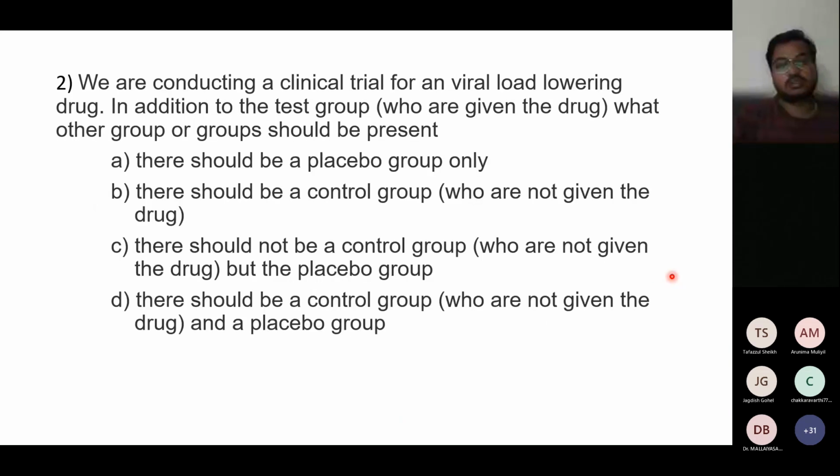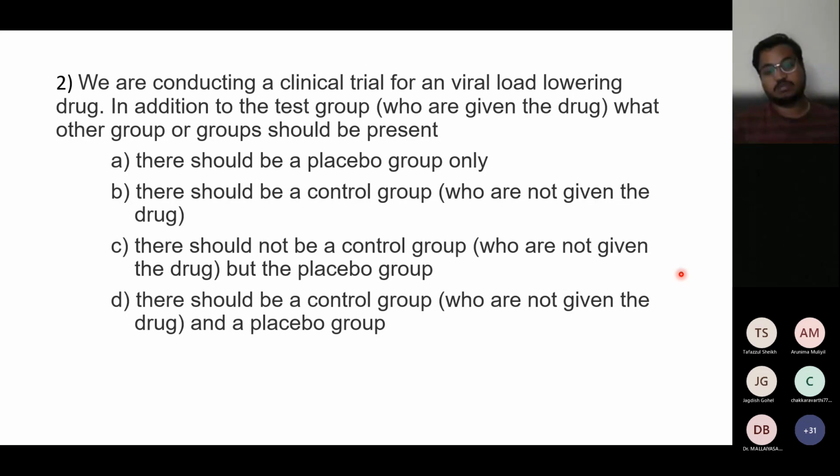So the second question is, we are conducting a clinical trial for a drug. There's a test group. What other groups should be present? So in a clinical trial, you always should have 3 groups. One is the control group, one is the placebo group, and one is the test group. The motive of having a control group is to see whether the drug acts or whether there's a behavioral thing that is affecting the health of the patient. So the control group has everything same as the test group, just it does not have the drug. They sleep at the same times, they eat at the same times, and they do all the same things, but they don't take the drug. Whereas the test group does everything and also takes the drug.